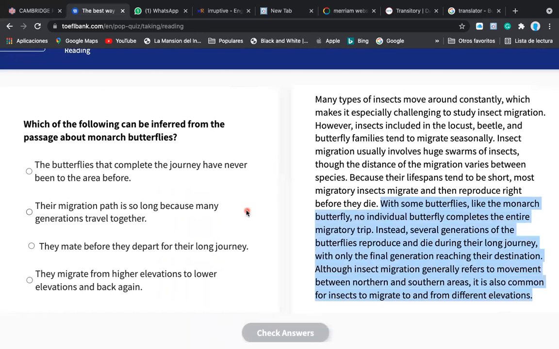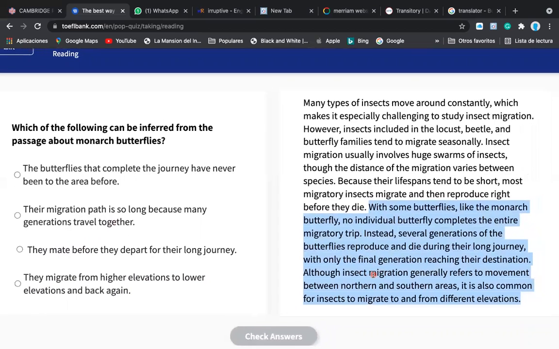So which of the following can be inferred from the passage about monarch butterflies? The butterflies that complete the journey, no. Their migration path is so long because many generations travel together. They could mate before they depart for the longer journey. I don't know, I'm confused. They migrate from higher elevations to lower elevations and back again. Oh my God, this text is kind of hard.